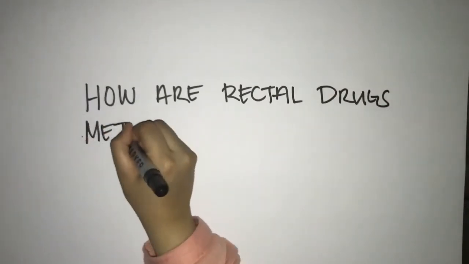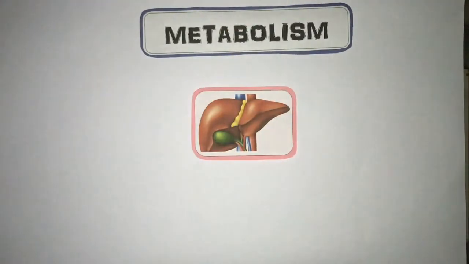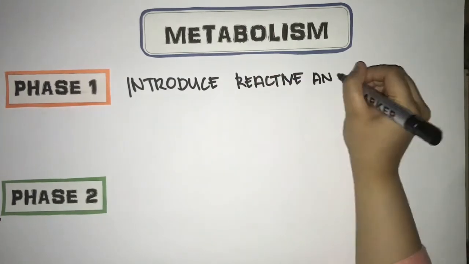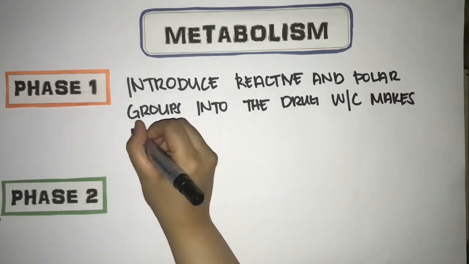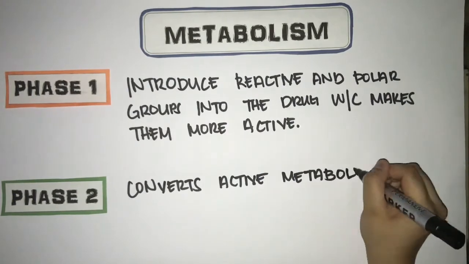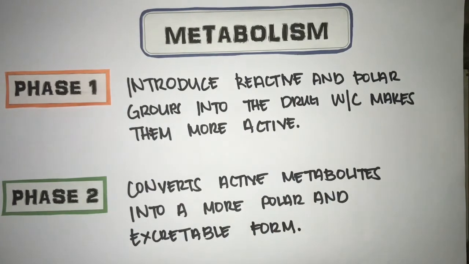How are rectal drugs metabolized inside the body? Metabolism of drugs. Liver is the major site for drug metabolism. Phase 1 introduces reactive and polar groups into the drugs, which makes them more active. Oxidation and reduction are the most common reactions. Phase 2 converts active metabolites into a more polar and excretable form. Conjugation and glucuronidation are the most common reactions.